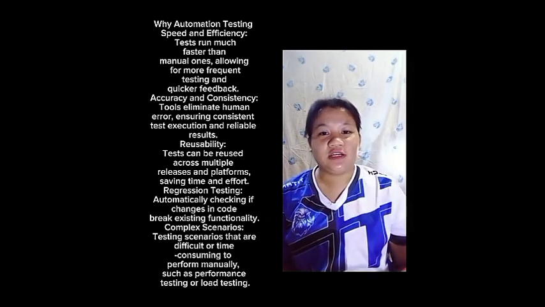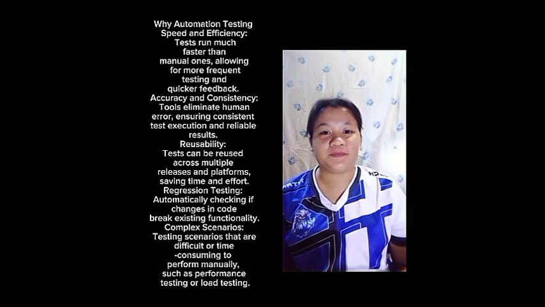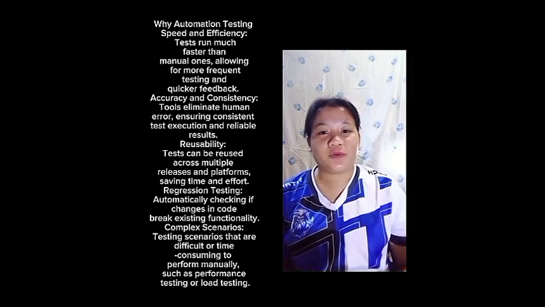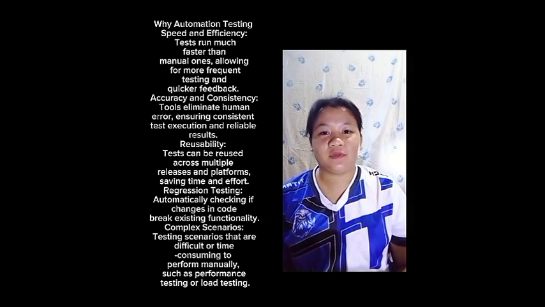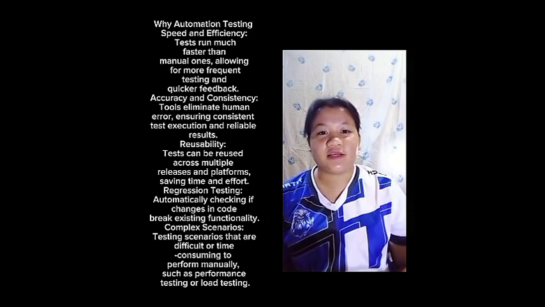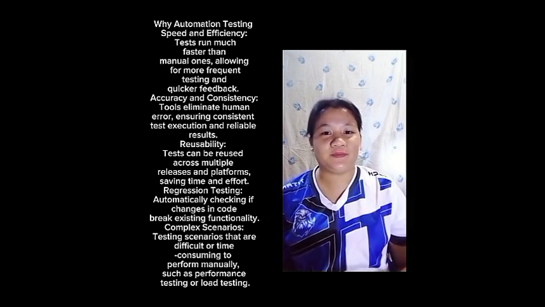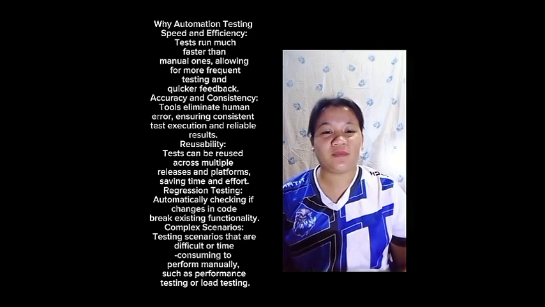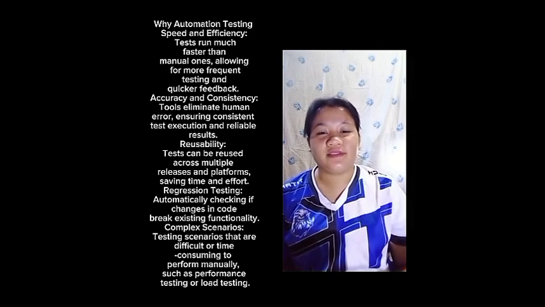Number 4, regression testing. Automatically checking if changes in code break existing functionality. Number 5, complex scenarios. Testing scenarios that are difficult or time-consuming to perform manually, such as performance testing or load testing.